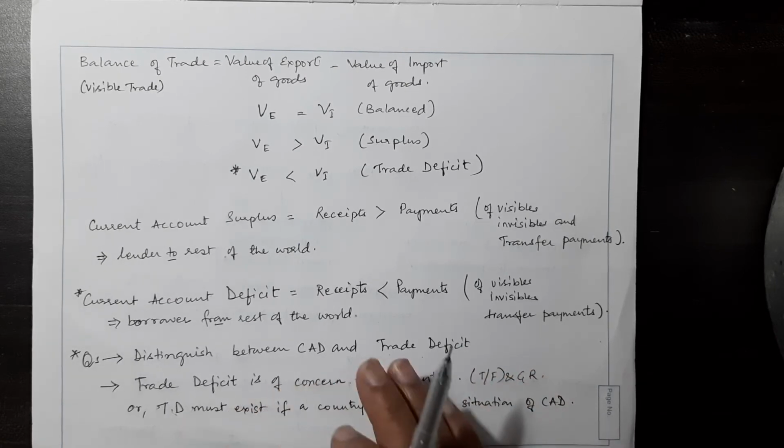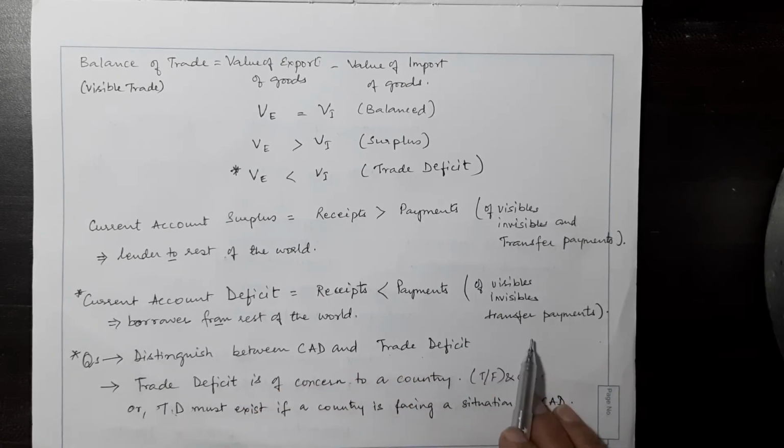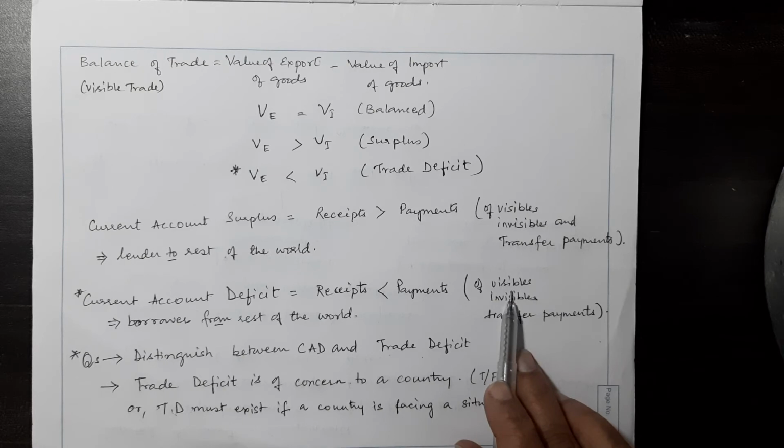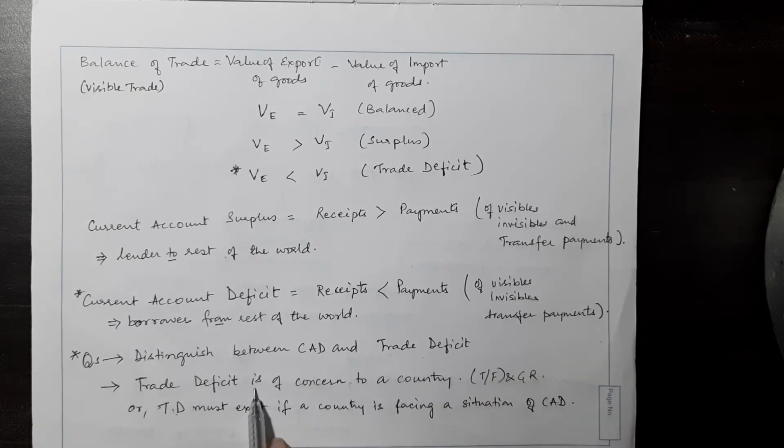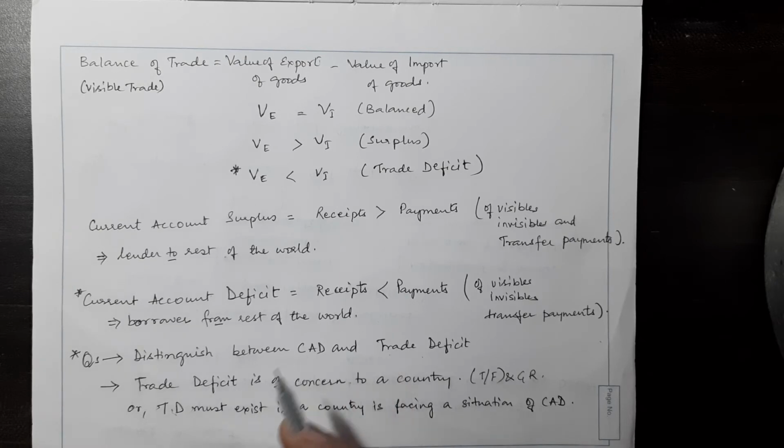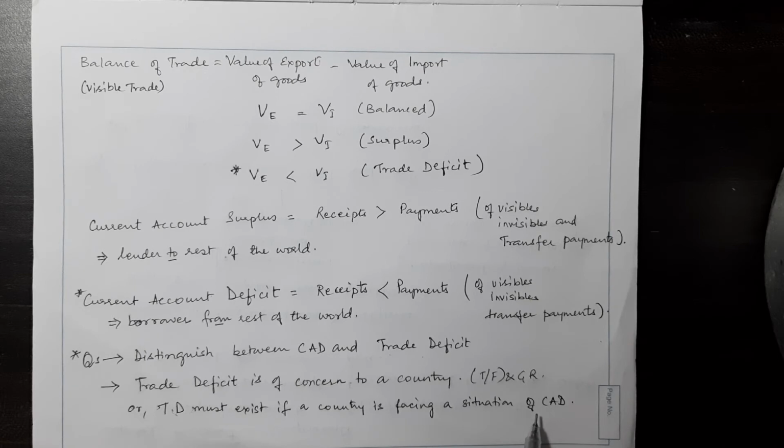So there are others also, no, there are invisibles and transfer payments also. So the invisibles and the transfer payments, the sum can be greater than that of the visibles. So then it might not be because of the trade deficit alone. So then the trade deficit would reduce, in fact. Or the other question, in other way it is asked as: trade deficit must exist if a country is facing a situation of current account deficit.